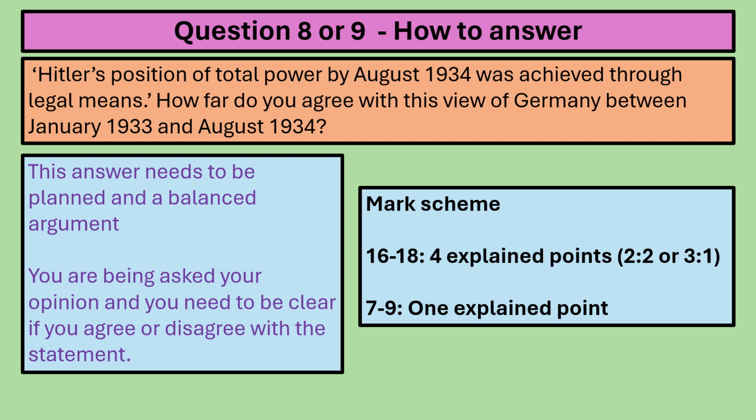What is also worth pointing out is that just 1 explain point on this answer can get you 9 out of the 18 marks. So if you're somebody who's going for a grade 4 or a grade 5, 1 really well explained paragraph in this question will get you half marks. That will be enough to get you towards that grade 5.